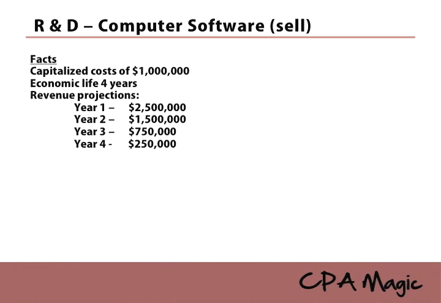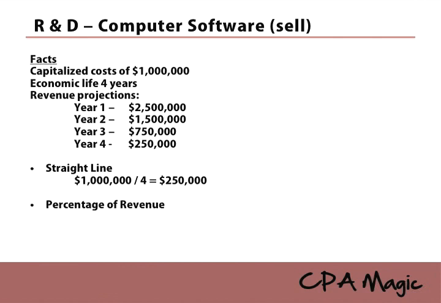Let's look at a fact pattern here. We have capitalized computer software costs of $1 million. Economic life, 4 years. And we have some revenue projections. So in year one, we're going to get 2.5 mil revenue. Year two, 1.5 mil. Year three, 750,000. Year four, 250,000. Total of $5 million revenue is expected from this. So using straight line amortization, all I'm going to do is take the capitalized costs, divide by the economic life, and that will be my amortization per year. So in year one, I would amortize at 250,000.